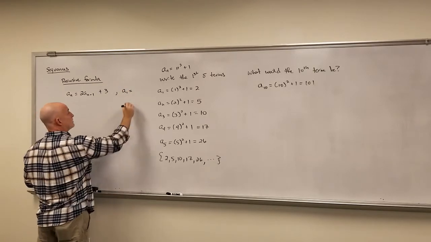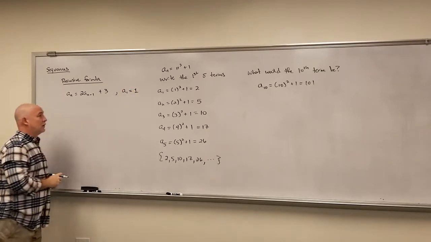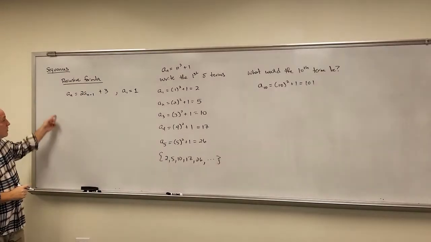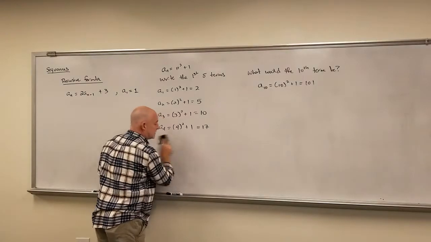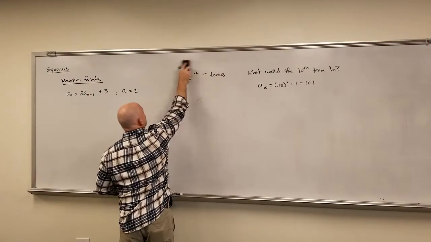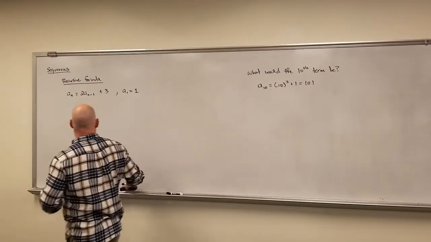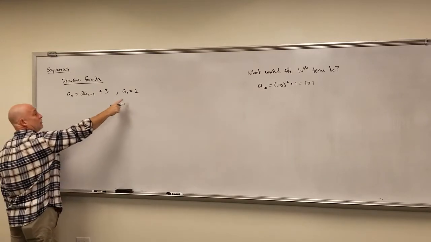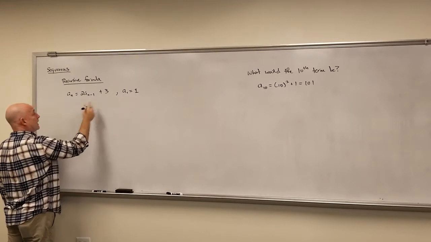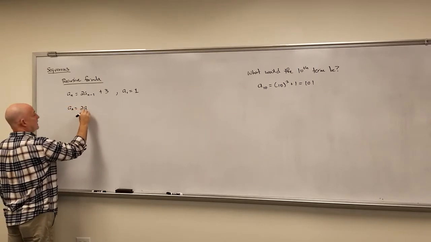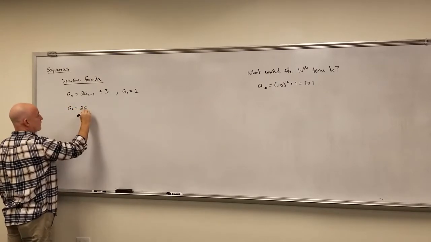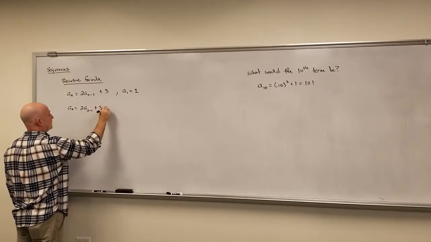So let's just say a sub 1 was 1. Just to show you how this is going to work, I'm going to run off a few of these so you can see how a recursive formula works. We already know what a sub 1 is, so we'd actually start at a sub 2. That'd be 2 times a sub 2 minus 1, plus 3.